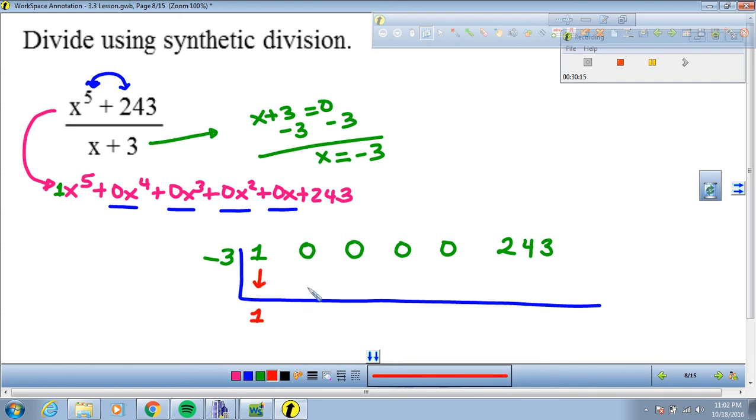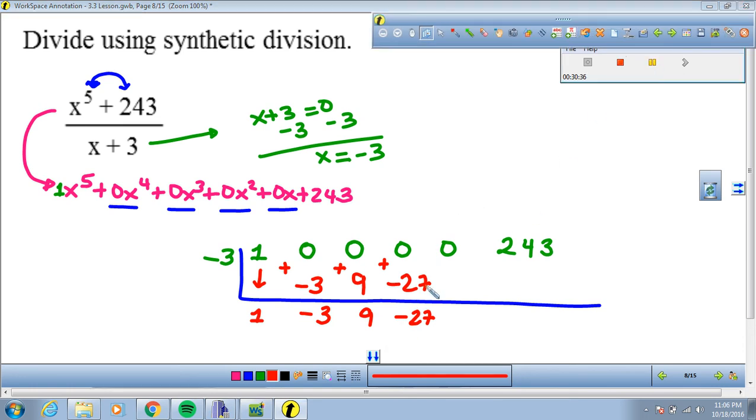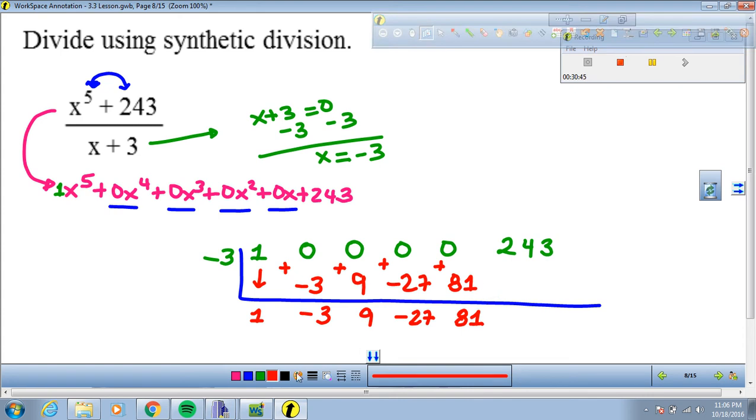Negative 3 times 1, negative 3. 0 plus a negative 3, negative 3. Negative 3 times a negative 3, positive 9. 0 plus 9, 9. Negative 3 times 9, negative 27. 0 plus a negative 27, negative 27. Negative 3 times a negative 27, it's a positive 81. So 0 plus 81, 81. And then negative 3 times 81, it's going to be a negative 243.